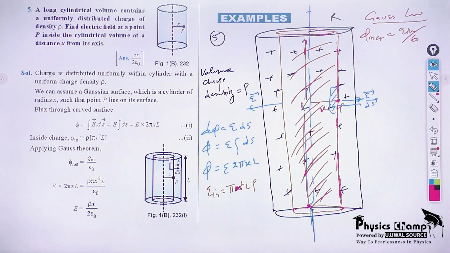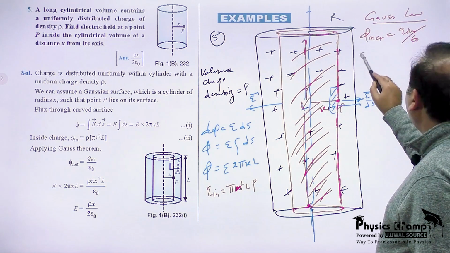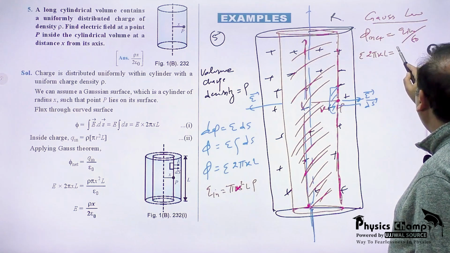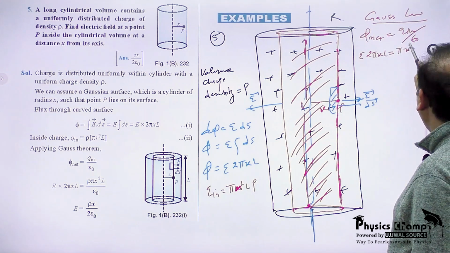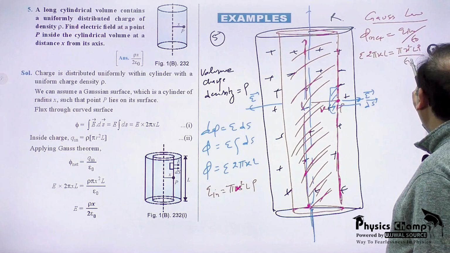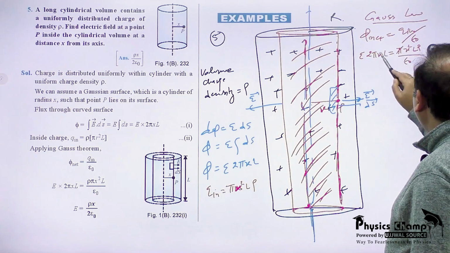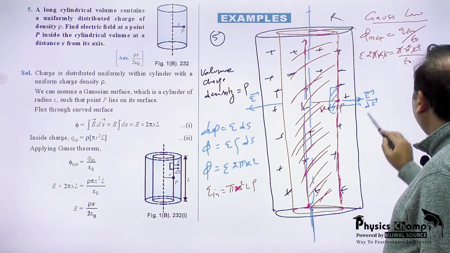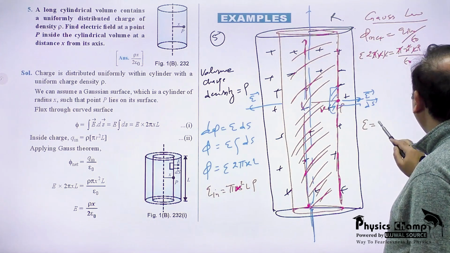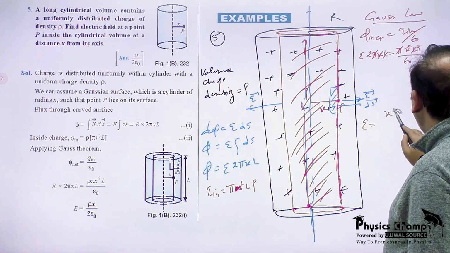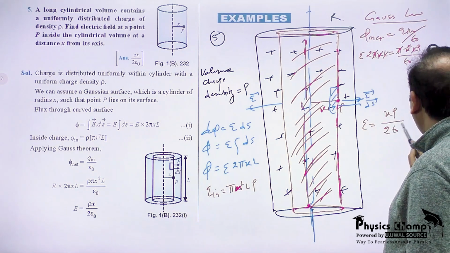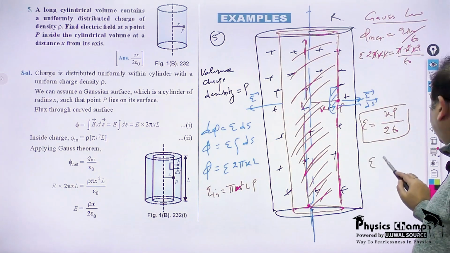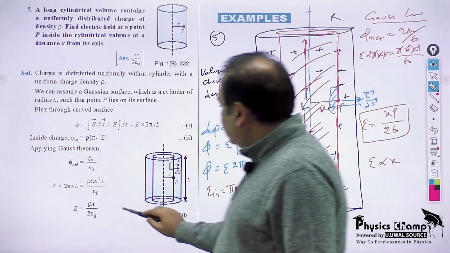So here net flux is what? E into 2 pi xL. And what is charge inside? Pi x square L rho by epsilon naught. Pi gets cancelled, x one power gets cancelled, L gets cancelled. So you are having electric field as x rho by 2 epsilon naught. Electric field inside is directly proportional to x.